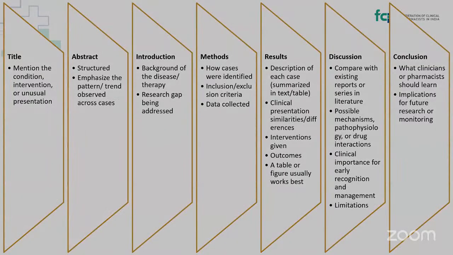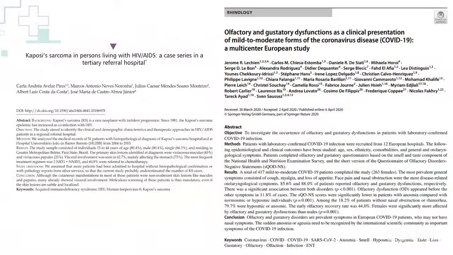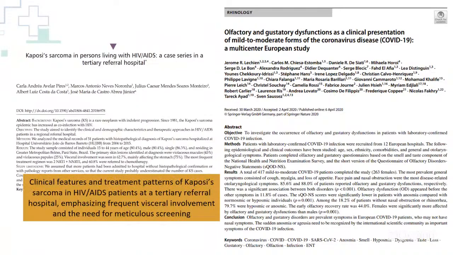So here are examples of case series. The first example is of Kaposi sarcoma in patients with HIV or AIDS. This is a case series which was collected from a single tertiary care hospital. The data of 51 patients was collected. From this study, they showed that Kaposi sarcoma is a rare disease which needs to be taken care of and needs more research on the topic.